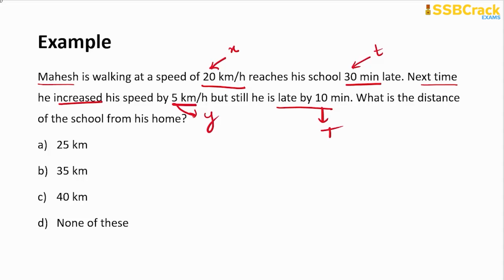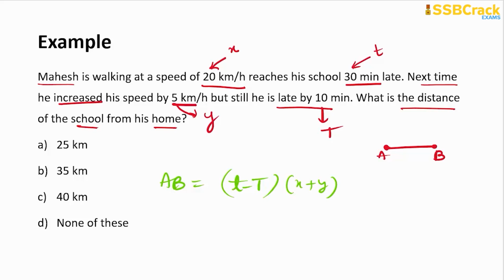And if this is the scenario, what is the distance between the school and the home? What's the distance of the school from his home? Let's calculate. It's nothing but the distance AB we are talking about, for a person who is traveling from a point A to the point B, right? And we get it by the formula. The required distance, that is AB, is given by the formula small t minus capital T multiplied by X plus Y into X upon Y.